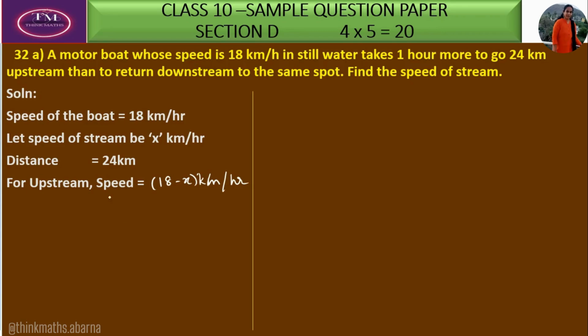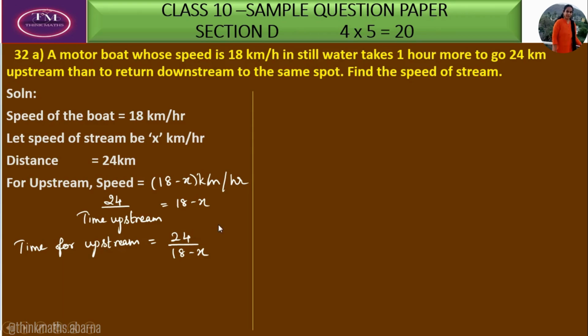Now you know the formula for speed. Speed is distance by time taken. What is the distance? It is 24 divided by the time taken for upstream, which is equal to 18 minus x. When you cross multiply, the time taken for upstream will be 24 divided by 18 minus x. So time for upstream is equal to 24 divided by 18 minus x. Okay children, this is the time taken for upstream.